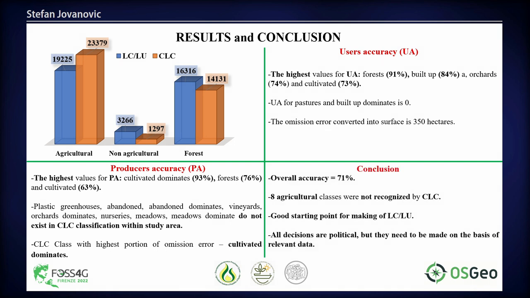In conclusion, I left this at the end. The overall accuracy was 71%. The issue, as I mentioned, are the missing classes within Corine land cover, and what we found out for certain classes, we can use for this kind of documentation Corine land cover as a good starting point.